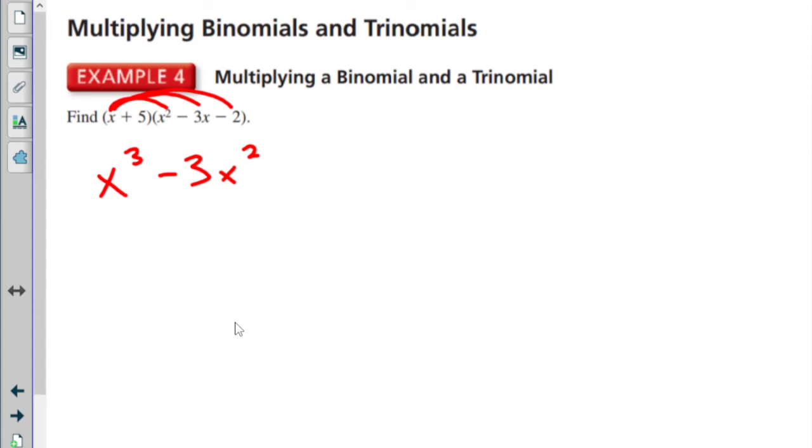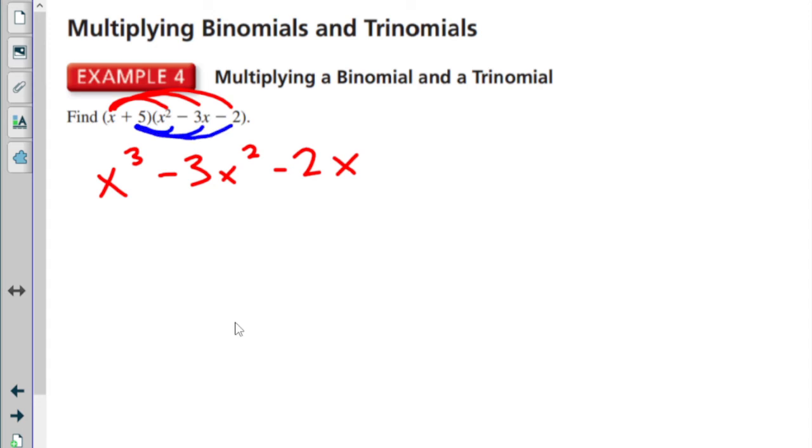We're going to keep distributing. We have x times negative 2. So number-wise, we have a negative 2. Variable-wise, we have x. So there's distributing the x. We distributed the x across 3 different terms. So we took these 3 terms and tacked on another x on top of it. So now we're going to distribute the 5.